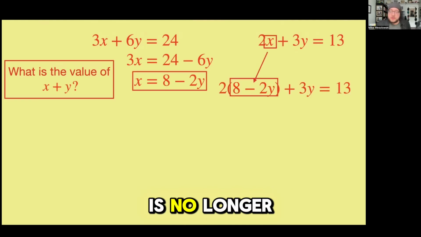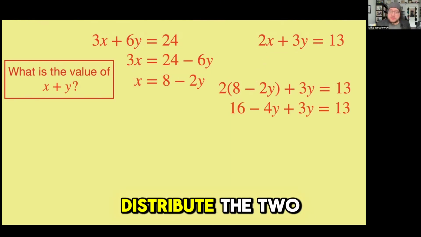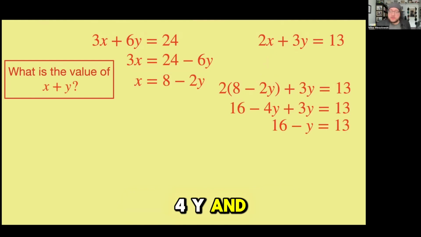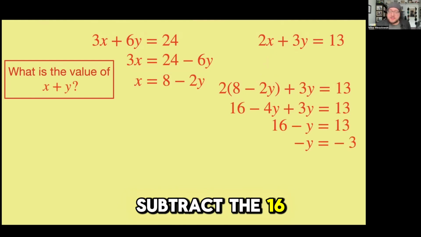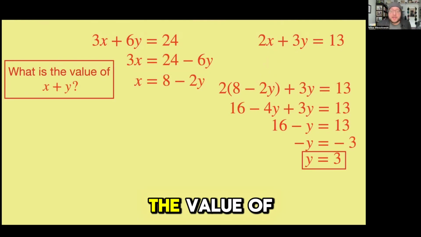And now it is no longer an equation of two variables, which can't be solved. It is an equation of one variable, which can be solved. Distribute the 2, add the negative 4y and 3y, subtract the 16: negative y equals negative 3, so y equals 3. Now we have the value of y.